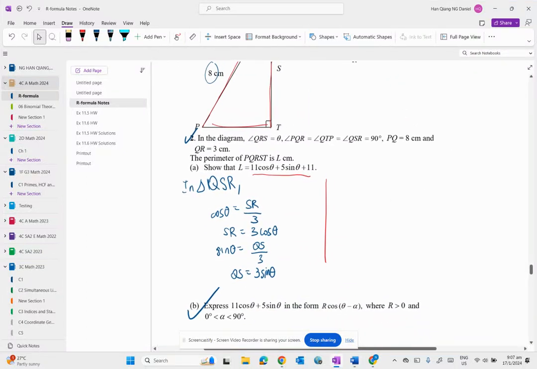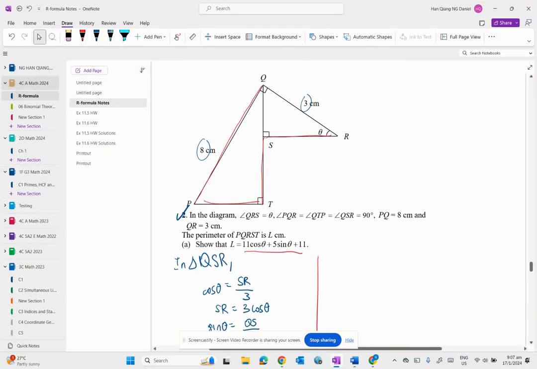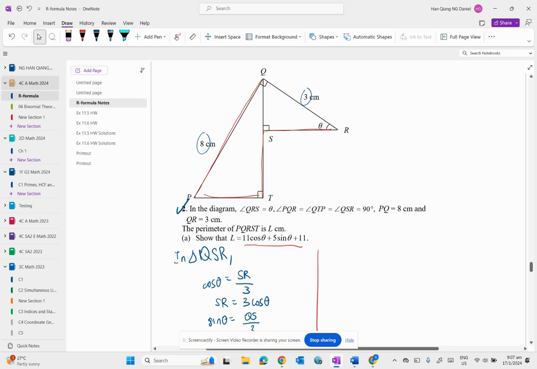Okay, so this first part. Now I'm going to look at the next triangle. Can you see one more triangle there? PQT. Is there PQT? Okay, so in PQT, where's theta? I can't see theta, so we need to identify where theta is. If this is theta, what is this angle?